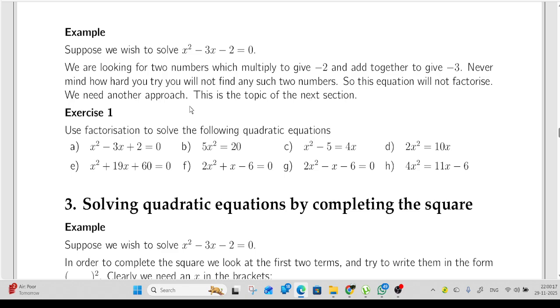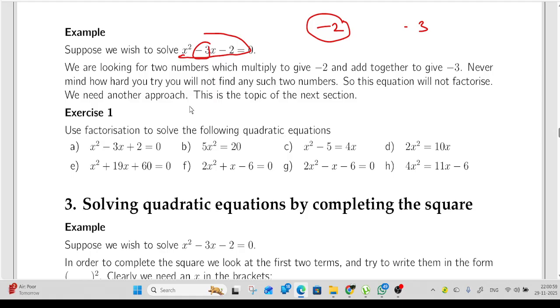Now if in this question you see x square minus 3x minus 2, here we are looking for two numbers which multiply to negative 2 and add to negative 3. But if you think of these numbers, we don't get numbers which multiply and give us negative 2 and add up to negative 3. So how do we factorize or solve these kinds of questions? We need another approach, another method to solve these kinds of questions.